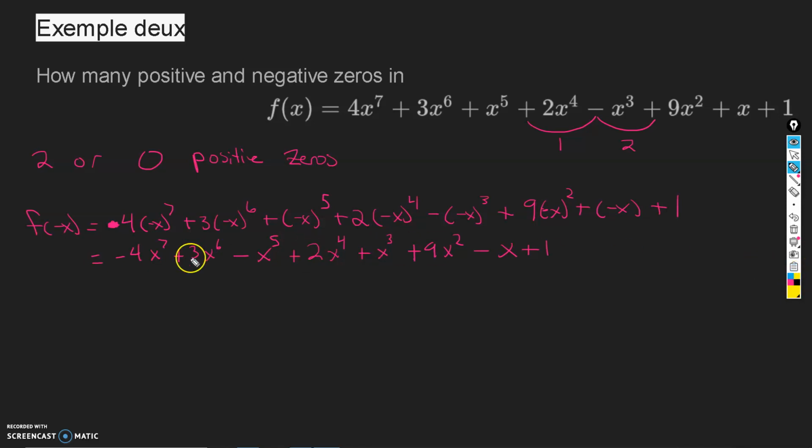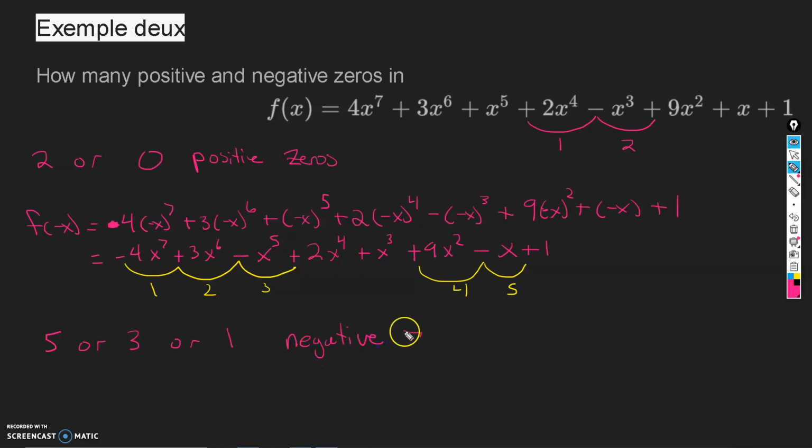Okay, number of sign changes here. There's 1, there's 1, there's 1, nope, nope. There's 1, and there's 1. So that's 1, 2, 3, 4, 5. So then we will have 5 or 3 or 1 negative zeros. So the amount of positive zeros could be 2 or 0. The amount of negative zeros is 5, 3, or 1. Again, we always go down by 2 until we kind of run out of space.